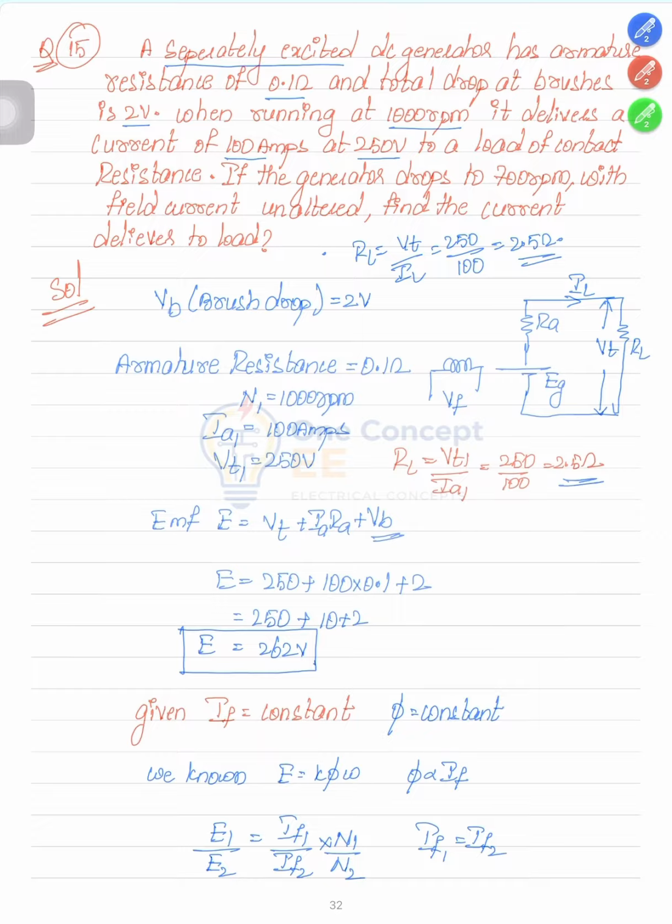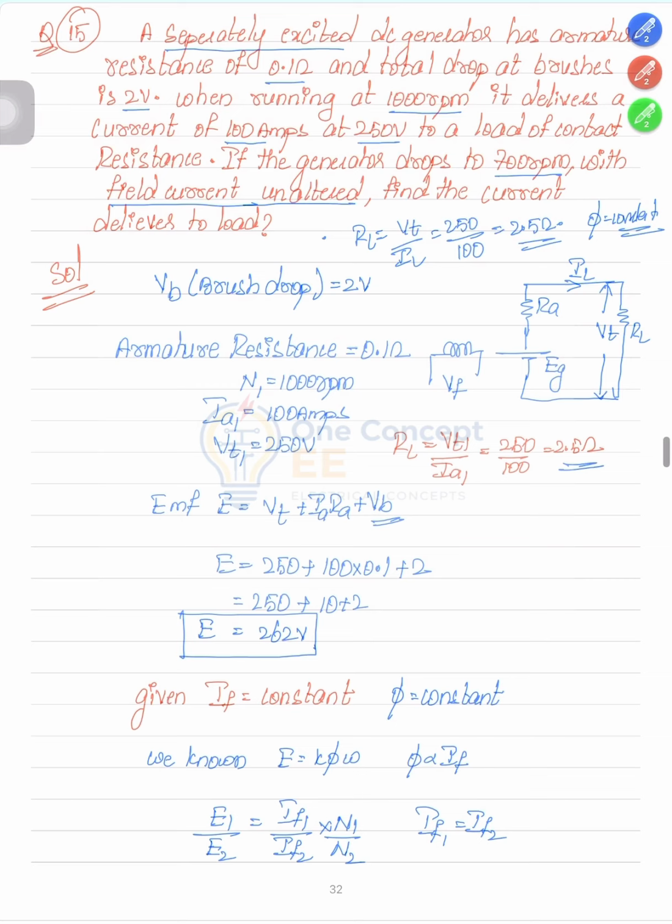If the generator drops to 700 rpm with field current unaltered, field current unaltered means flux is constant. Under the same load condition, what is the current delivered to the load?